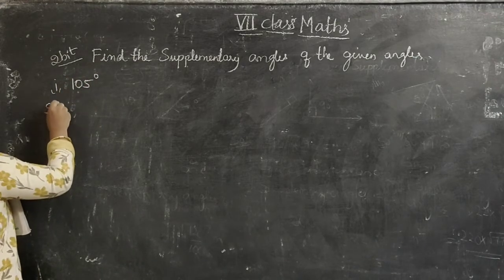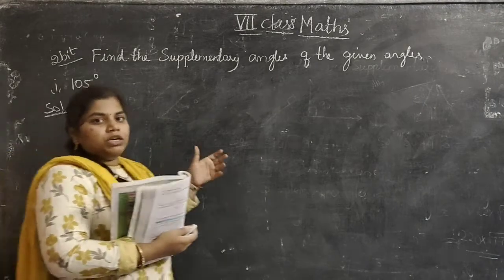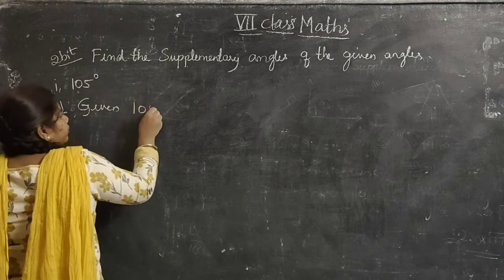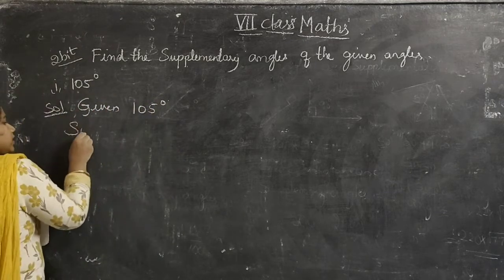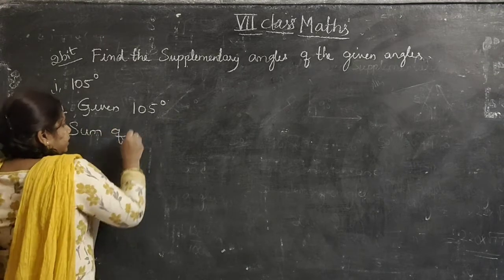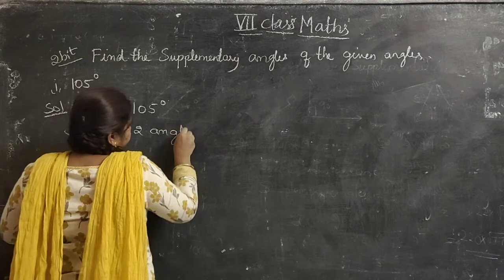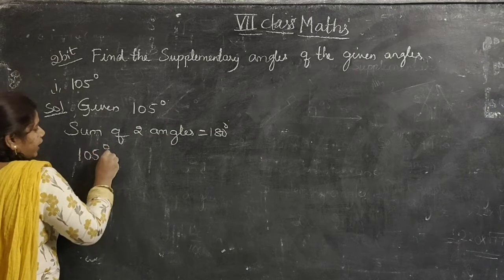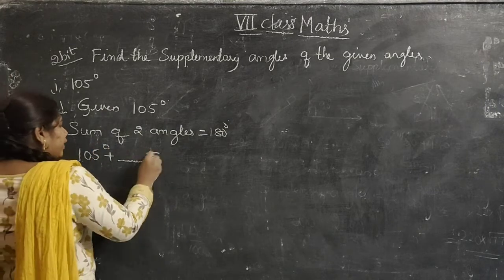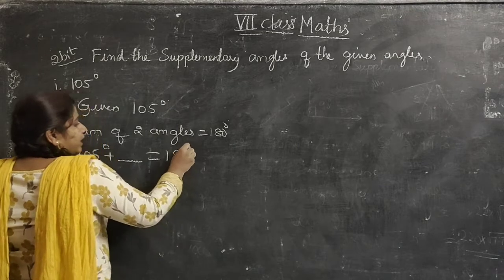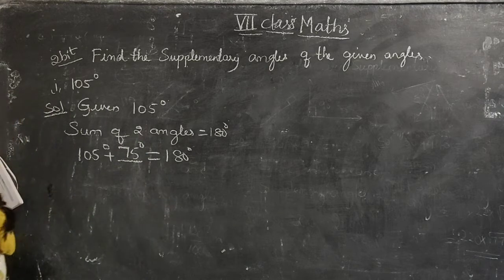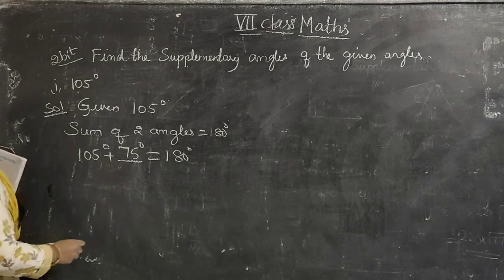We already know that supplementary angles means the sum of two angles should be equal to 180. Given 105 degrees. What do you mean by supplement? The sum of two angles should be equal to 180. One angle they have given us is 105, the other angle we have to find, and it should be equal to 180 degrees. So 105 plus 75 is equal to 180. So the other supplementary angle is 75.